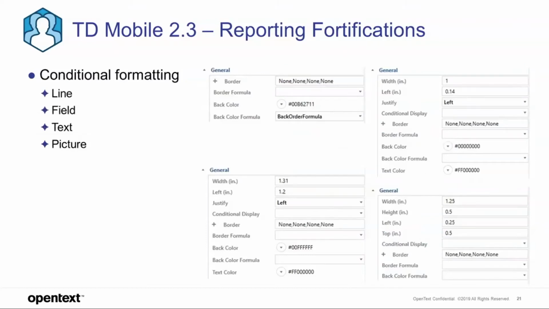For Report Designer, we also now have conditional formatting for the line, field, text, and picture objects. You can provide a formula in the properties dialog, and based on the formula we decide whether a certain format is being applied or not. For example, if you want to display negative numbers in red and positive numbers in green, things like that.